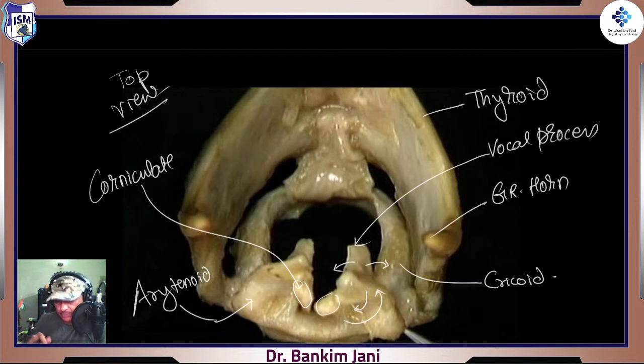So when these arytenoids go like this, out, that would be the abduction of vocal process, right? So these are the vocal process, right? VP, vocal process. So when they go out, that is abduction of vocal process. When they come in, that would be the adduction of vocal process, right? So this would be abduction and this would be adduction.